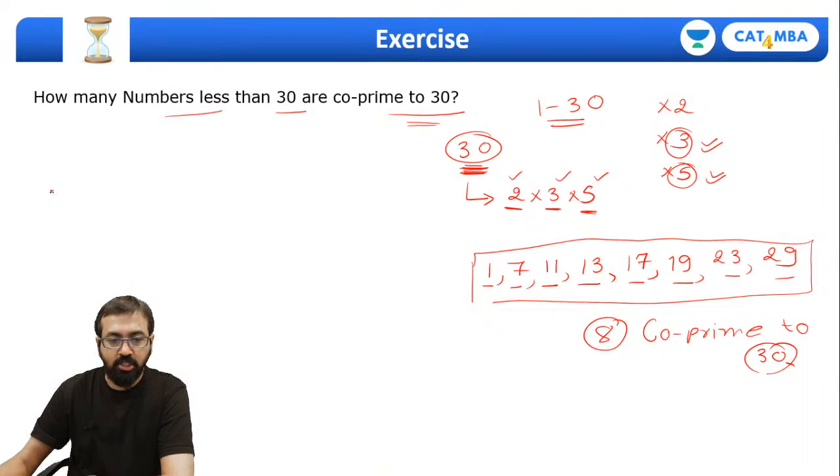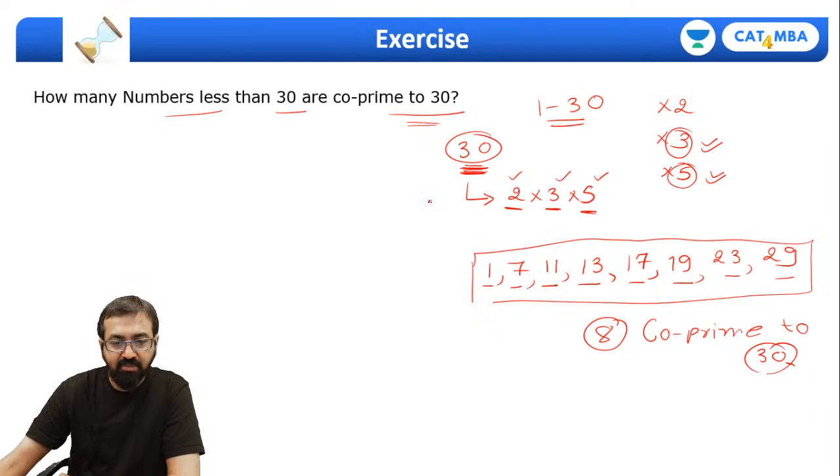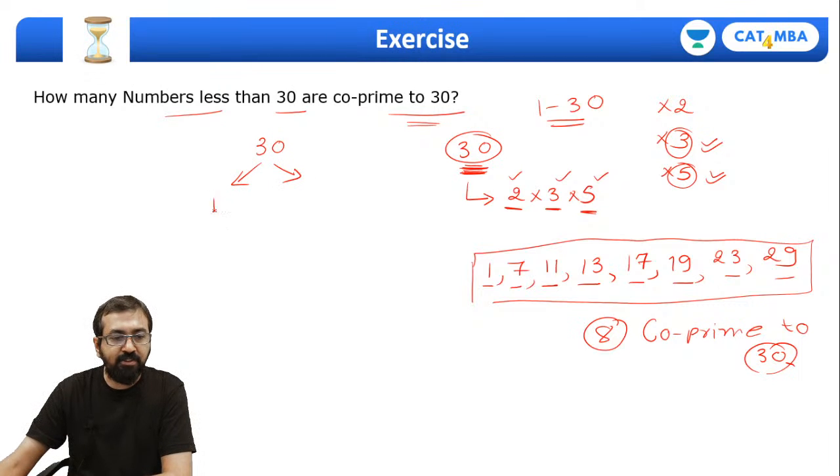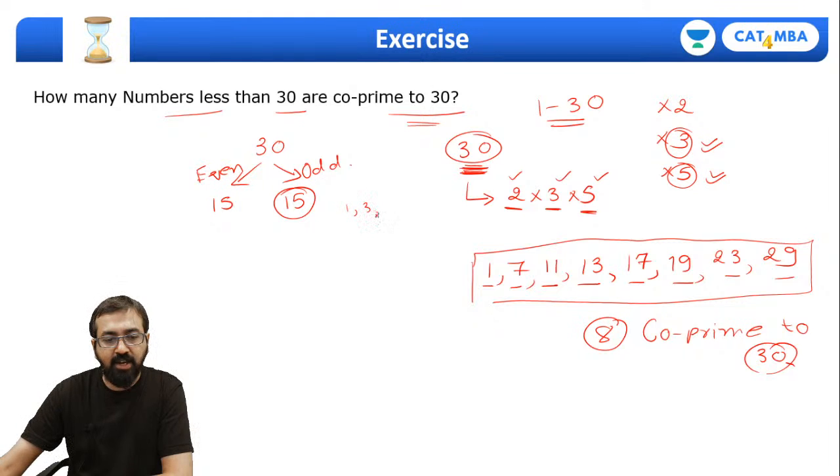So this was a long method. Now, what is the shortcut for this? So understand this part. See, from 1 to 30, we need to exclude all the even numbers. So can I say there are 15 even numbers? We don't need to take those even numbers. We need to take only the remaining 15 odd numbers. Yes or no? So we will take these 15 odd numbers. Now these 15 numbers are 1, 3, 5, 7 up to 29.